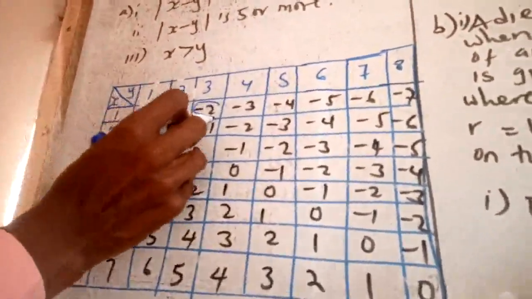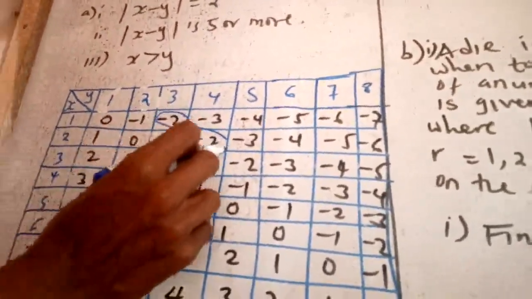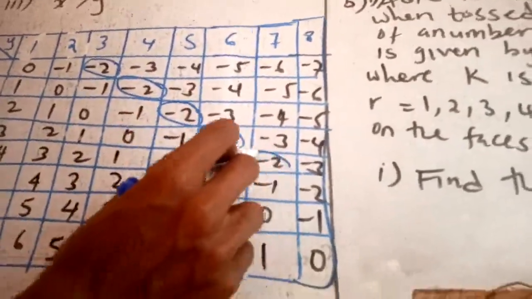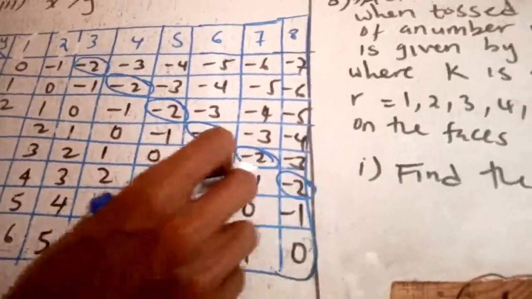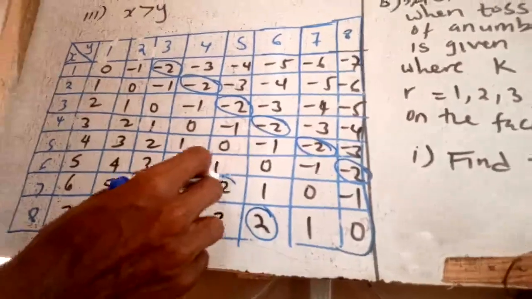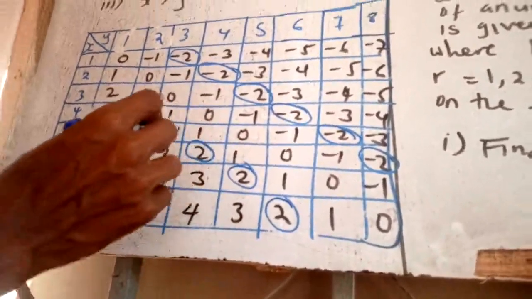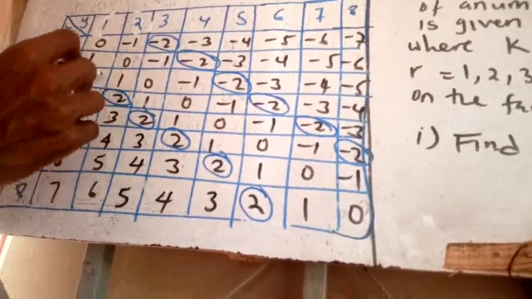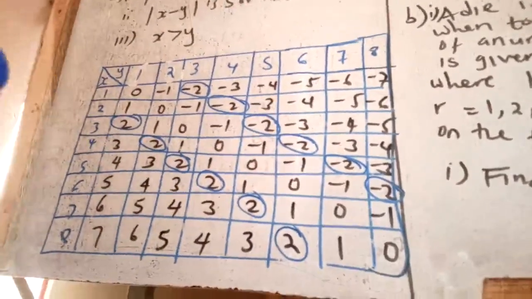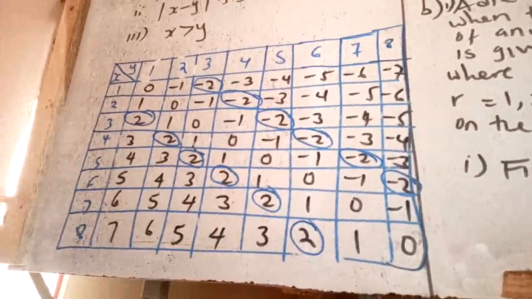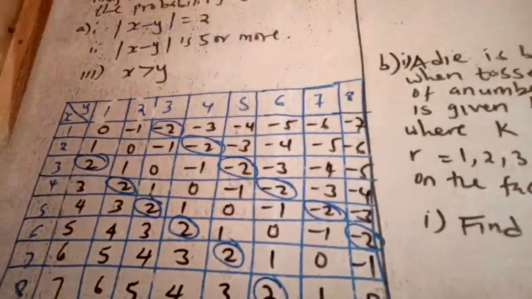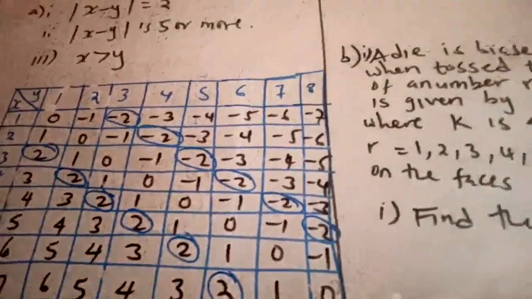There is a negative 2, another negative 2, and so on. How many are they? What about positive 2? We have a positive 2 here, positive 2, positive 2, positive 2, positive 2, positive 2. And as far as absolute figure is concerned, we assume the negative signs, and therefore you treat negative 2 as 2. And therefore, what is the total number of 2s as far as our results are concerned?